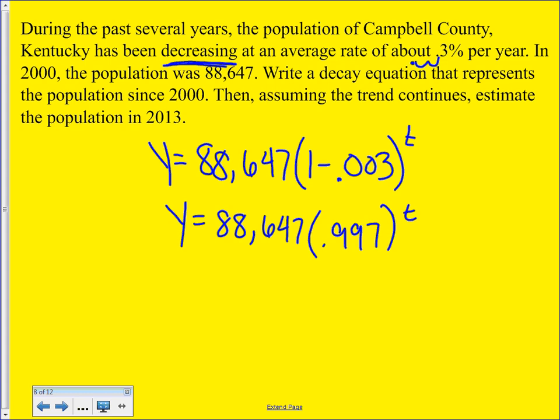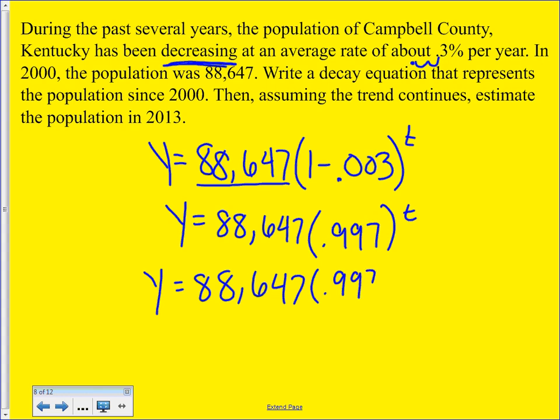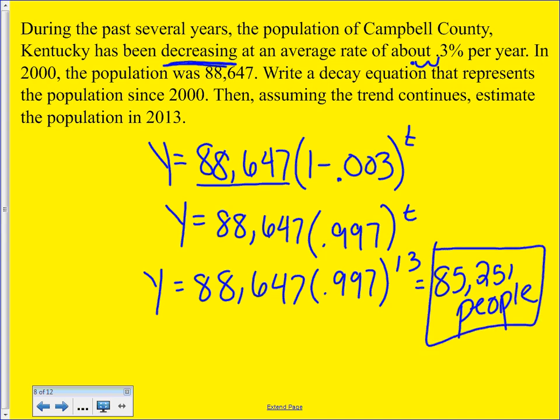Okay, but then I want to know what the population is in 2013. Some of you might say, well, hey, that doesn't give me a time. It does. Our starting value is in 2000. So how many years passed between 2000 and 2013? Well, 13 did. So now we're going to rewrite out this equation, and instead of writing t, I'm going to write 13. So I'm plugging in that exponent of 13. And when I punch that into my calculator, I get 85,251. And then I want to label it with people. Talking about a population, so that's representing people. All right, let's take a look at number 7.